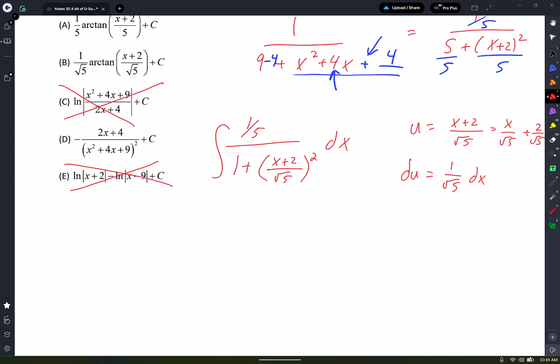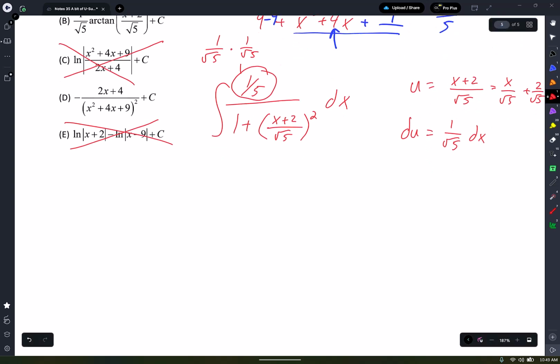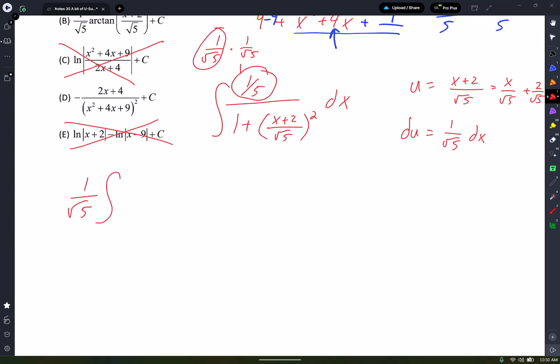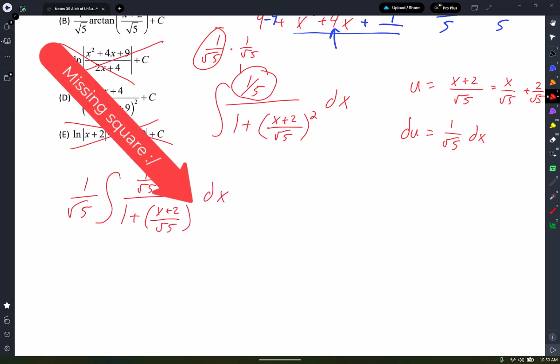So then how would we... You see this 1/5 here? That is the same thing as 1 over square root of 5 times 1 over square root of 5. Yay or nay? Yeah, see, you got to be kind of good with arithmetic and a little bit of intuition. So I'm going to have 1 over square root of 5 on the outside. I'm not balancing. That came from here. I'm just rewriting it so everyone can see: 1 over square root of 5 over 1 plus x plus 2 over square root of 5. Close it, dx. I'm just making sure everyone can see. Okay, so then we can just write it out.